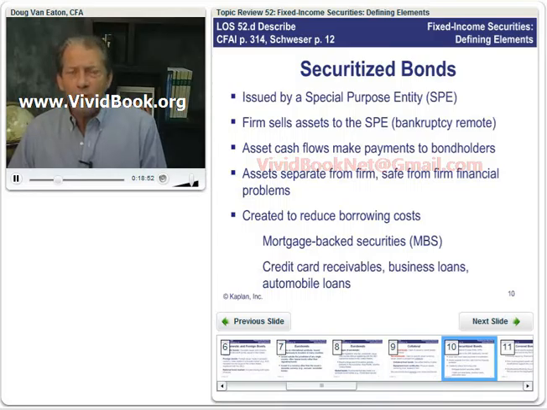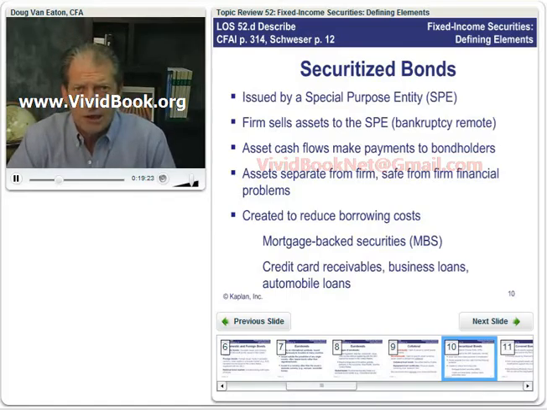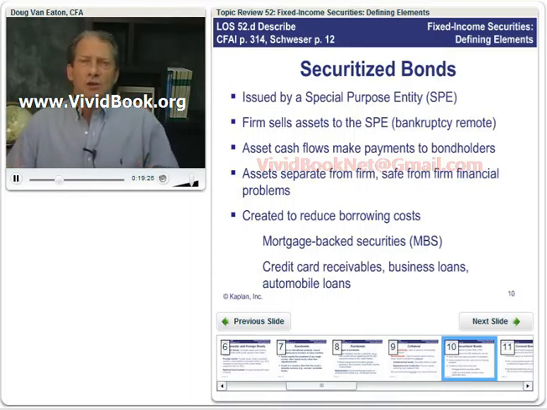Well, the point is that now these assets are bankruptcy remote, meaning the company has sold them to a separate legal entity, the SPE. And so if the company gets into financial distress, bankruptcy, those assets aren't on the balance sheet or owned by the corporation anymore. So that makes this a little safer than a general claim against the corporation. And again, why would they do that? To lower their borrowing costs.